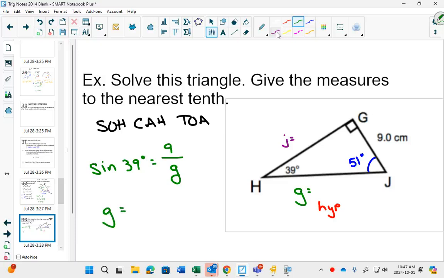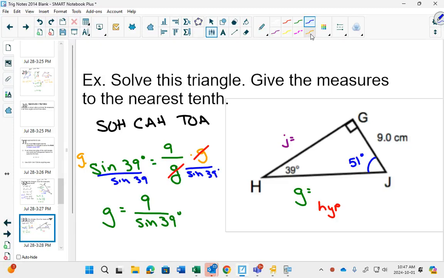You multiply both sides by G. You divide both sides by sine of 39. If that step makes sense to you, perfect. If not, you should show your work where first of all you're multiplying both sides by G. Cancel the G off the bottom. Then you're dividing both sides by sine of 39. That would get rid of the sine of 39, and that gets G by itself, and you're left with 9 divided by the sine of 39.